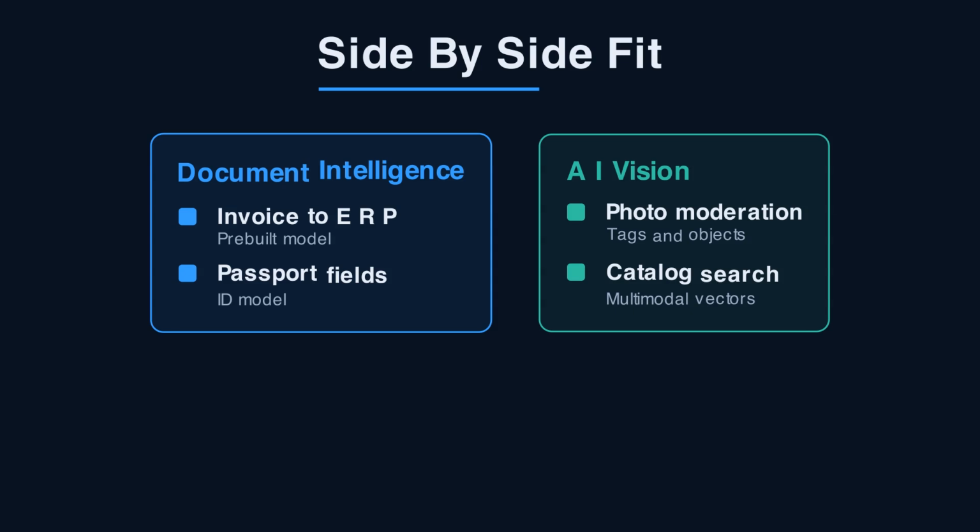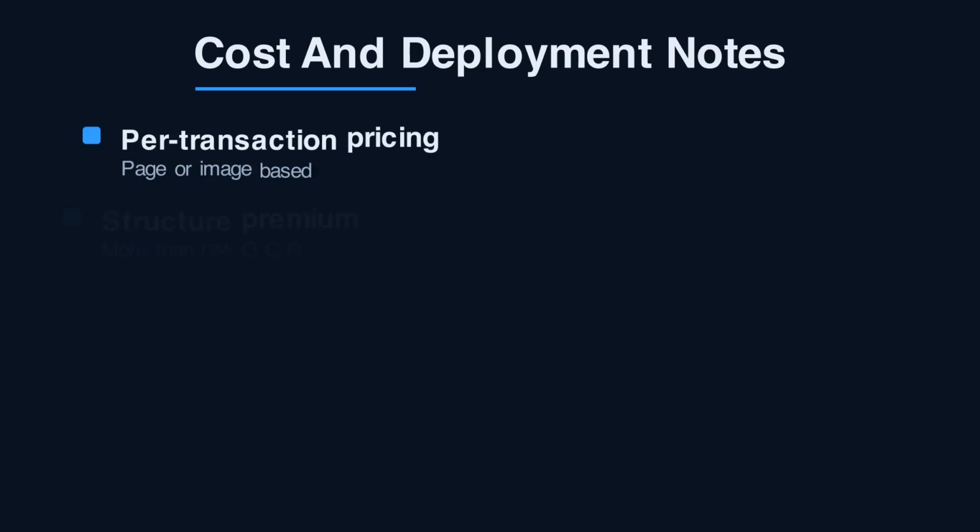Reading a street sign or product label in a snapshot, AI Vision Read. A retail catalog where you search products by description, AI Vision multimodal embeddings. When in doubt, ask whether a human would call the input a document or a picture. A few practical trade-offs before you commit.